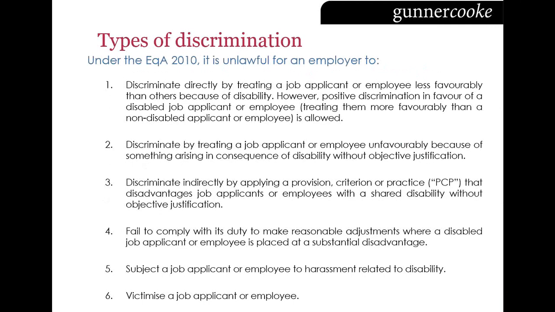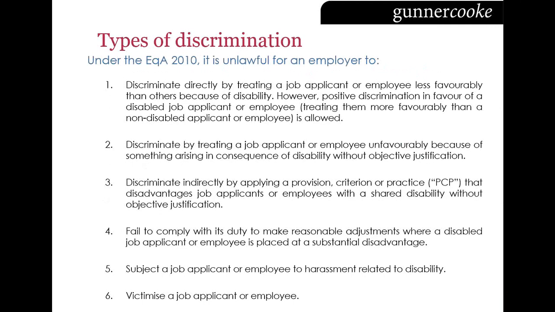Number 3 there is indirect discrimination, again a concept that you'll be familiar with. Number 4 is the failure to make reasonable adjustments, and this again is unique to disability discrimination. Then you've got number 5, harassment, and number 6, victimisation. Again, you'll be familiar with harassment and victimisation from the other strands of discrimination law.